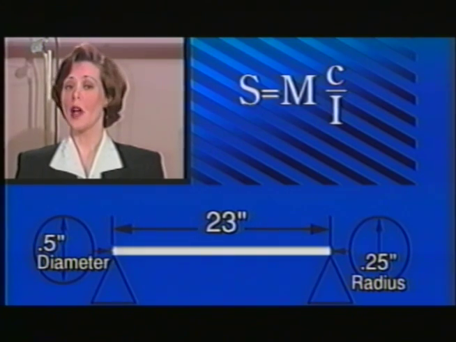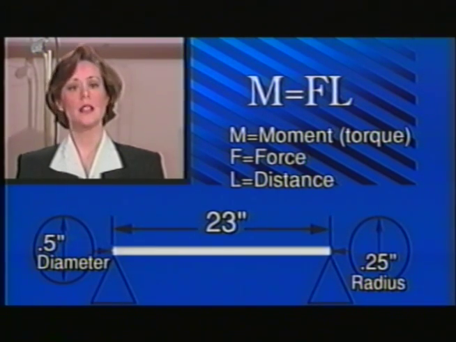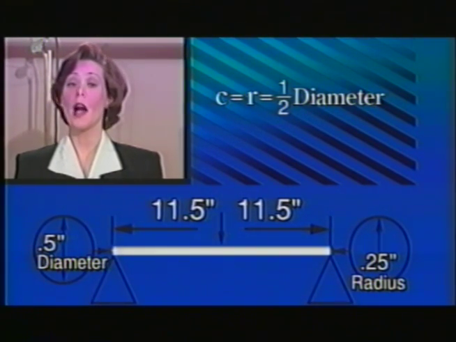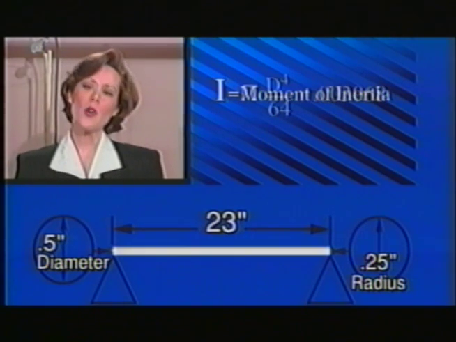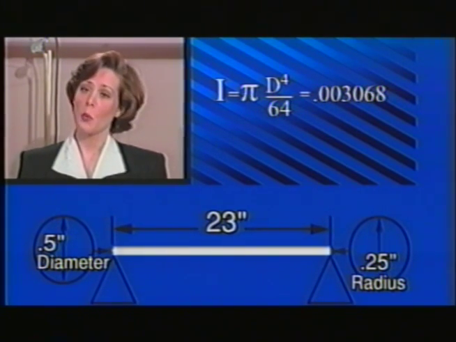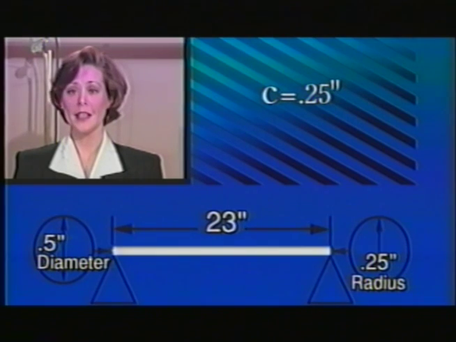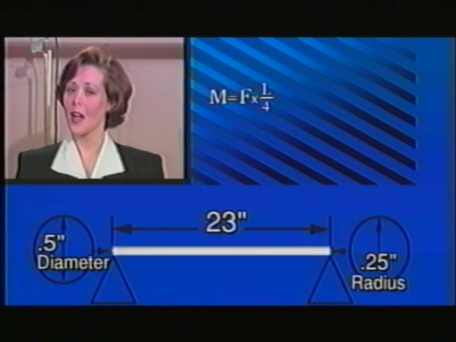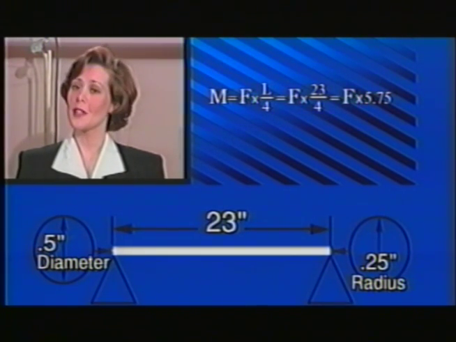The stress is equal to Mc over I. M equals the torque applied, which is force times distance. C equals the distance from the center of the bar to the outer radius. And I equals the moment of inertia. Okay, for this bar, I equals 0.003068. And C equals the radius, 1/4 inch. And M for this case equals the force times the length, or 23 inches divided by 4, or force times 5.75. Now let's do the force.